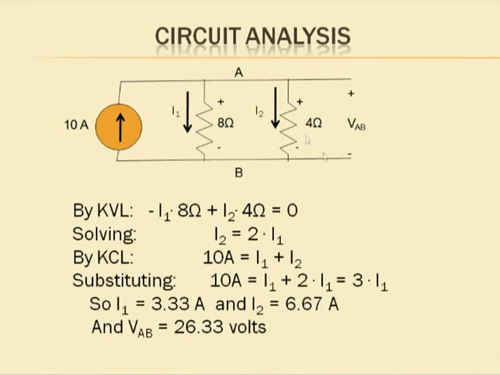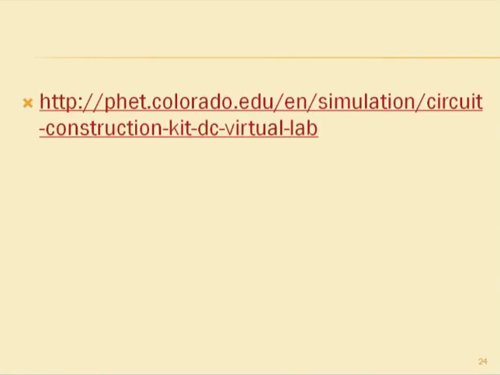Now the VAB, that is the voltage across these two terminals, is equal to the voltage across this 4 ohm resistance. Voltage across the 4 ohm resistance is equal to current I2 multiplied by the 4 ohm resistance. According to Ohm's law, V is equal to I into R. Okay, so the voltage VAB is equal to I2, which is 6.67, multiplied by 4, will give you 26.33 volts. So that is all how we are applying the Kirchhoff's voltage law and Kirchhoff's current law to analyze the circuit.